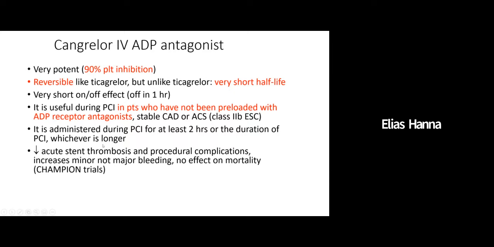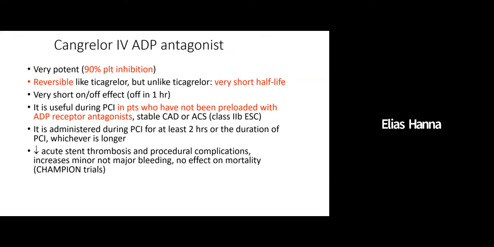The way you use it, you start it during PCI, and you have to give it for at least 2 hours or the duration of PCI, whichever is longer. It's been shown in the 3 CHAMPION trials, especially the CHAMPION PHOENIX trial, to reduce stent thrombosis and procedural complications. It increases minor bleeding. Again, no effect on mortality.